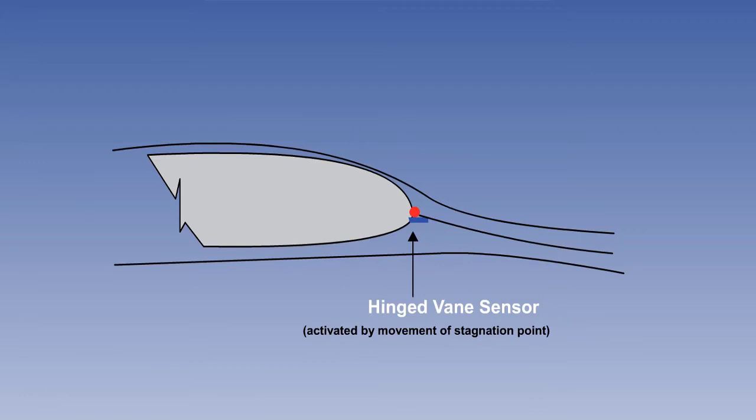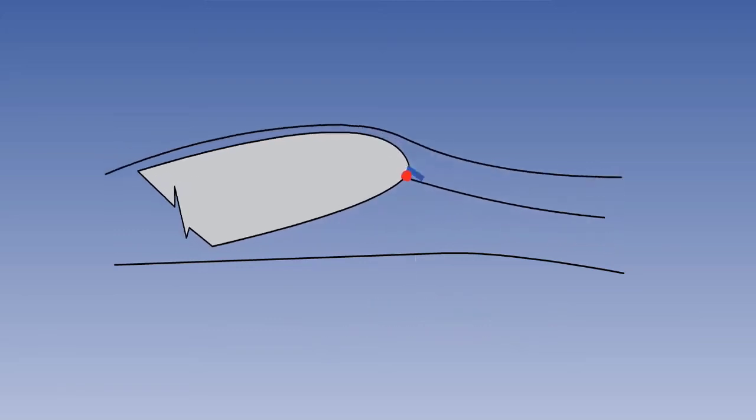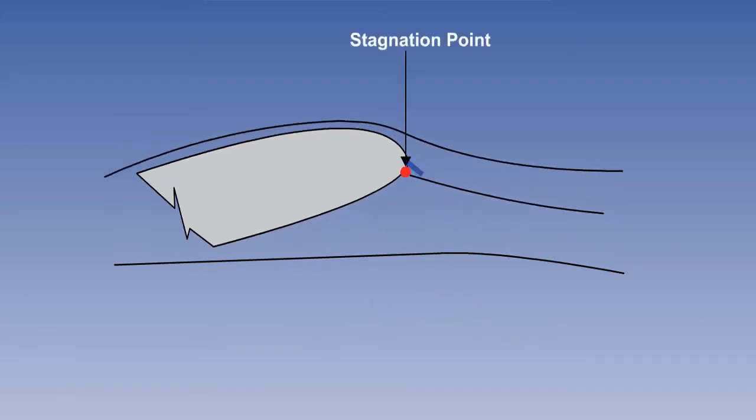In normal level flight, the airflow maintains the vane in line with the relative airflow. As the angle of attack increases, the airflow meets the leading edge at an ever-increasing angle and causes the vane to be deflected. When this deflection reaches a preset value, a switch is made and an oral warning is sounded.